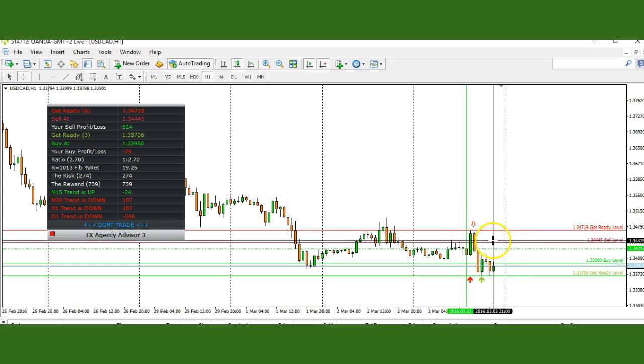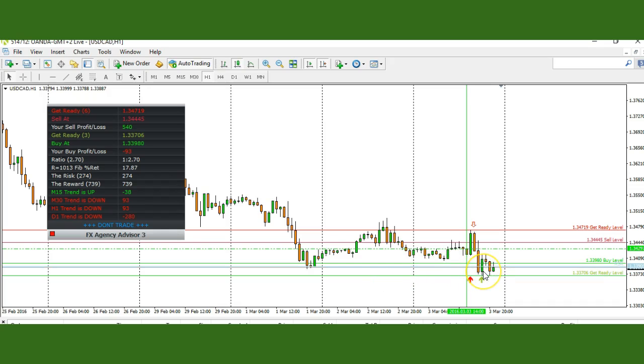It tells you exactly when to exit the trade. And the exit is really at the next support, which is now, right there.